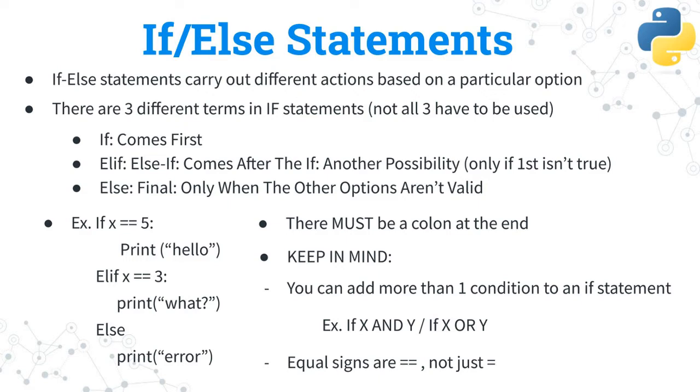Otherwise, the computer can get confused on what's actually supposed to run if that condition's met. And also note that to compare if two values are equal, you have to use the double equal sign rather than the single equal sign. Because the single equal sign is like an assignment, like if you're saying x is equal to 5, whereas a double equal sign is when you're comparing the two. Like, is x equal to 5?